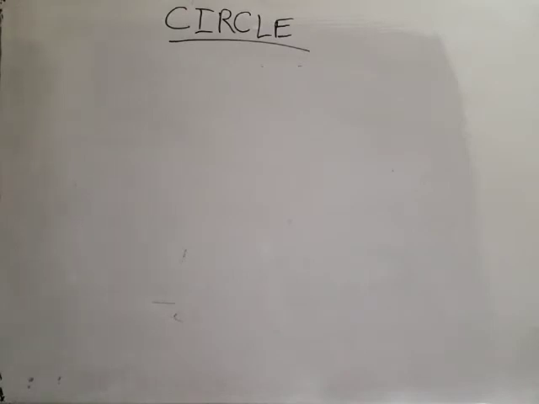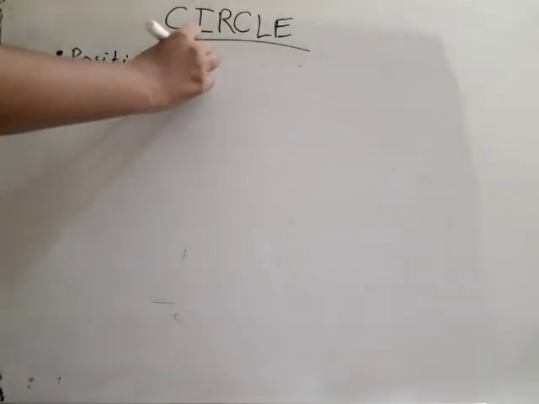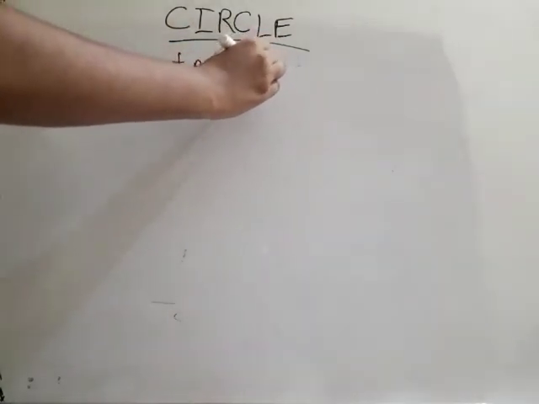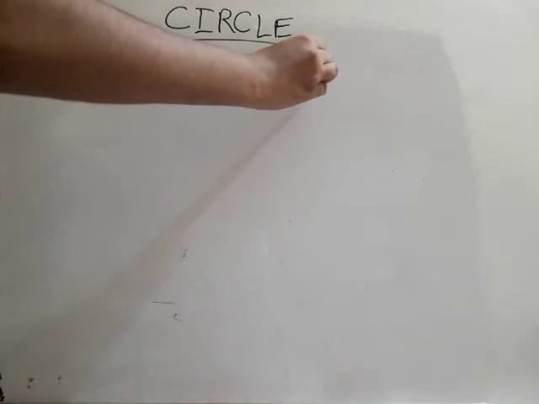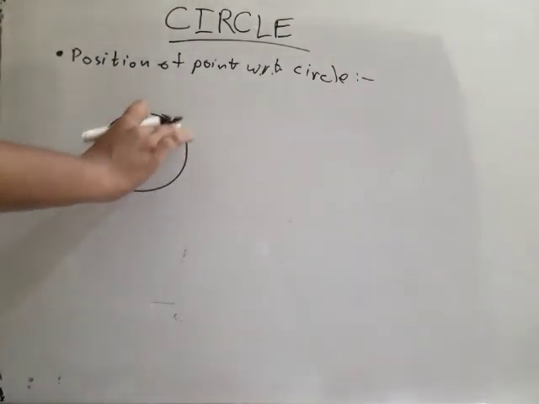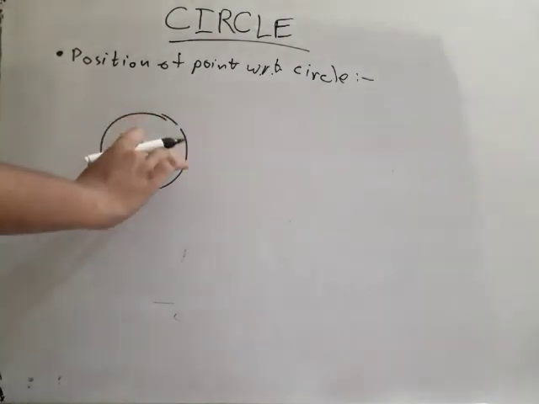Now let us see the last topic of this video, position of a point with respect to a circle. First let us grasp the concept. This is the circle and it has center minus g comma minus f.